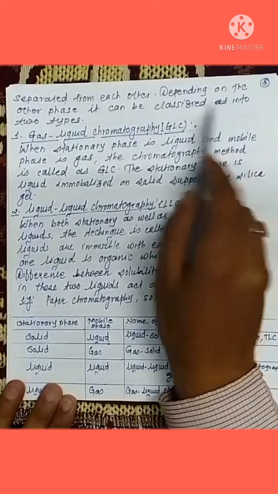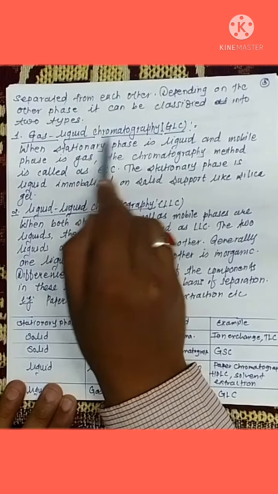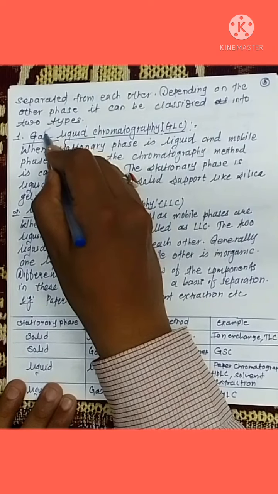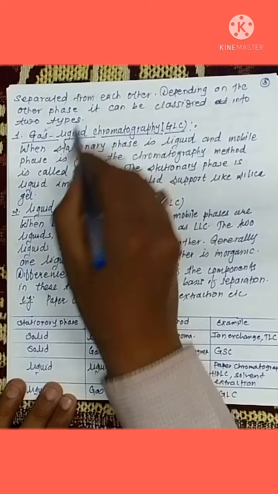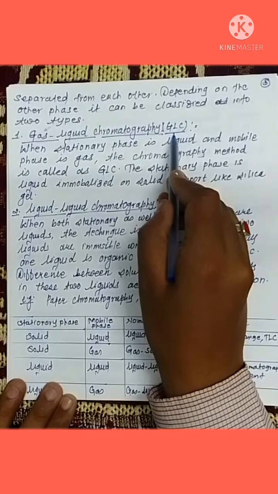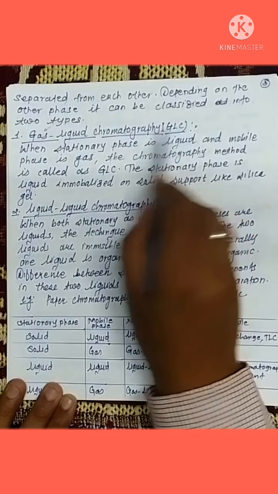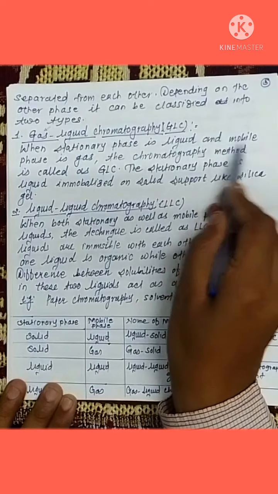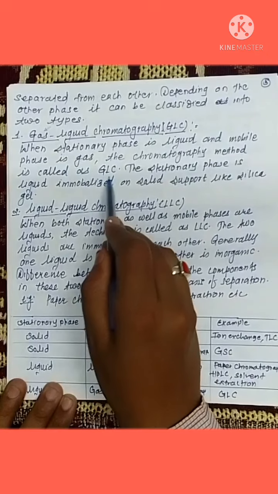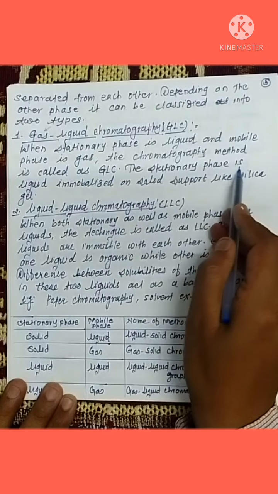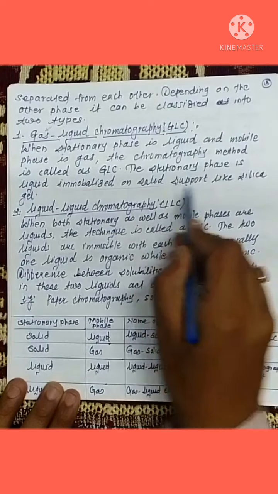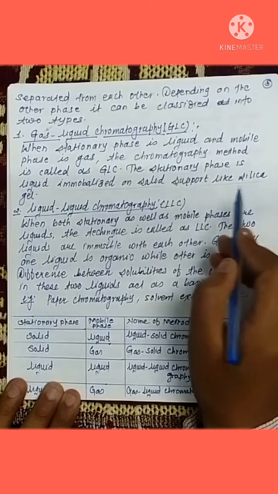It can be classified into two types: gas liquid chromatography. So from the name we can see that the mobile phase is gas, and the stationary phase is liquid. Shortly it is abbreviated as GLC. When the stationary phase is liquid and the mobile phase is gas, the chromatography method is called GLC. The stationary phase is liquid immobilized on a solid support like silica gel.